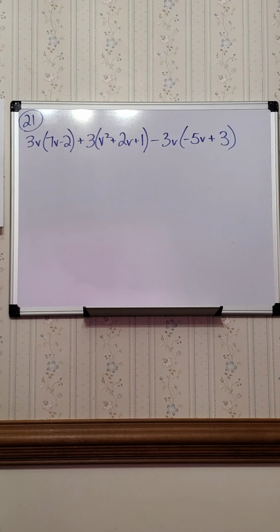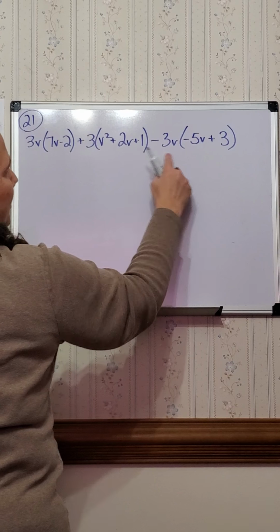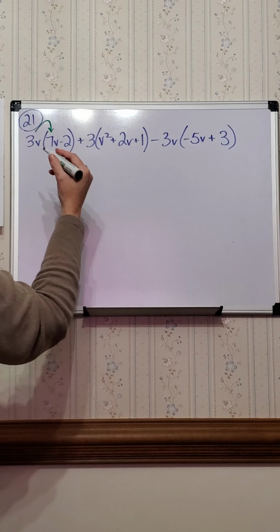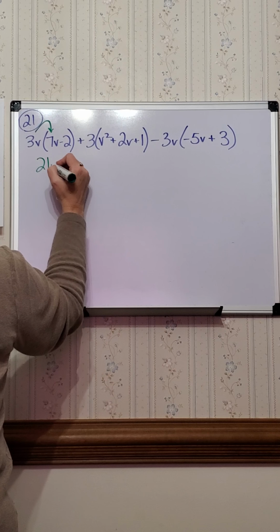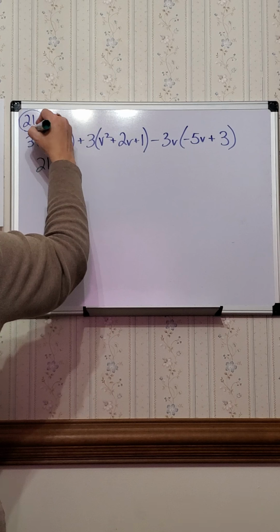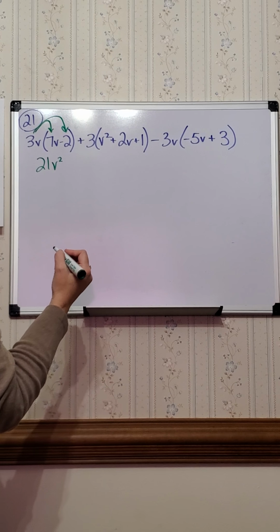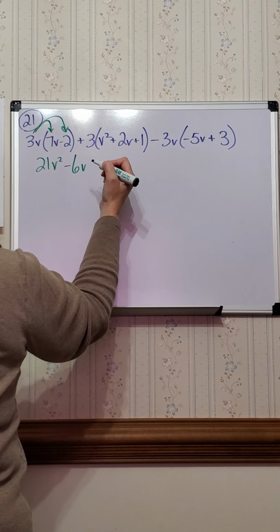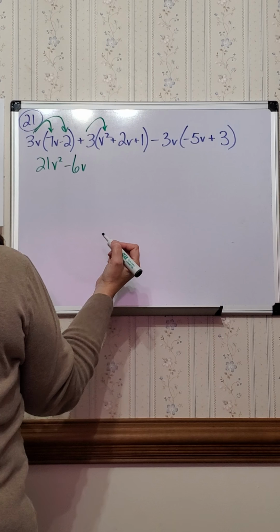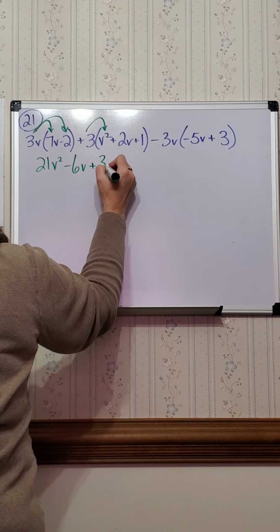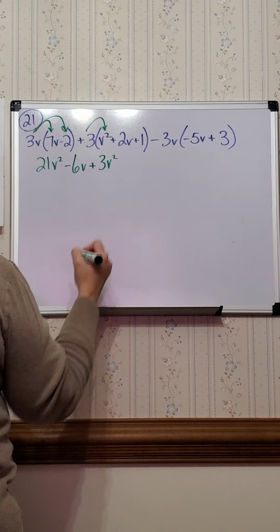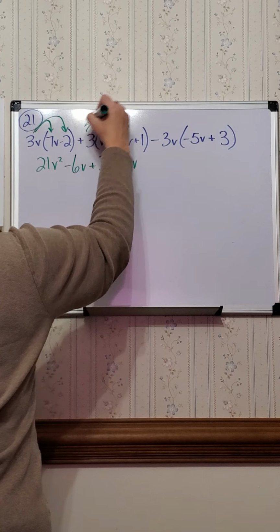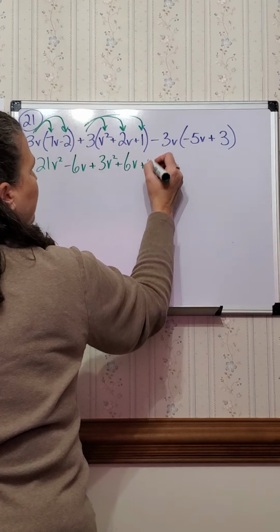First thing we're going to do is go through and distribute all of this. So I've got 3v times 7v, so that's going to give me 21v squared. Then I've got 3v times negative 2, so that's going to give me a negative 6v. Now I'm going to go to my next one. So 3 times 1 is just going to give me 3v squared. 3 times 2 is 6v. 3 times 1 is just 3.